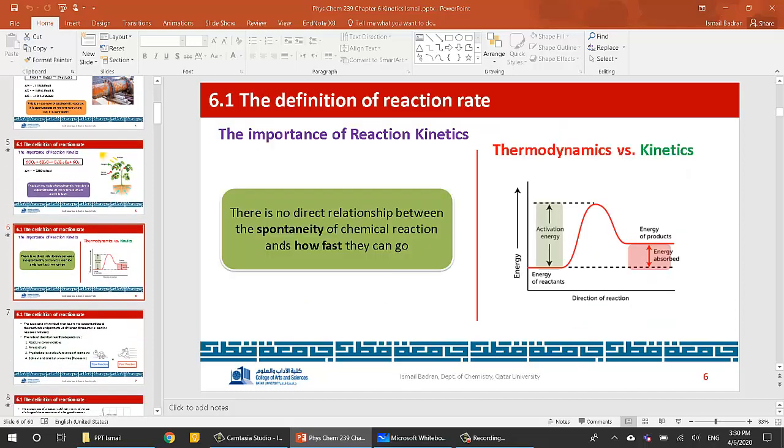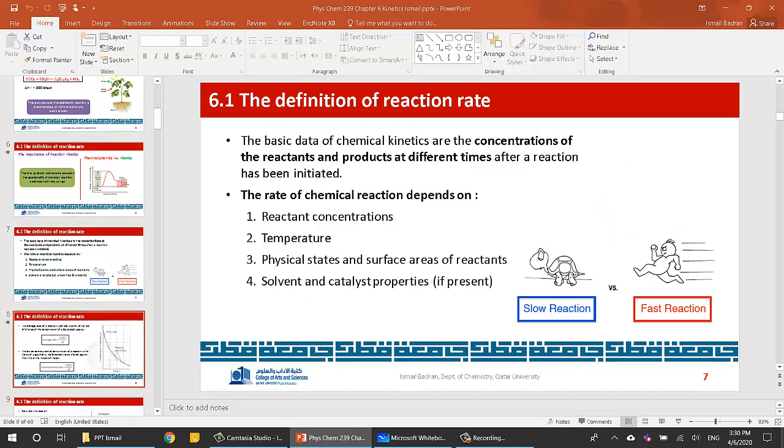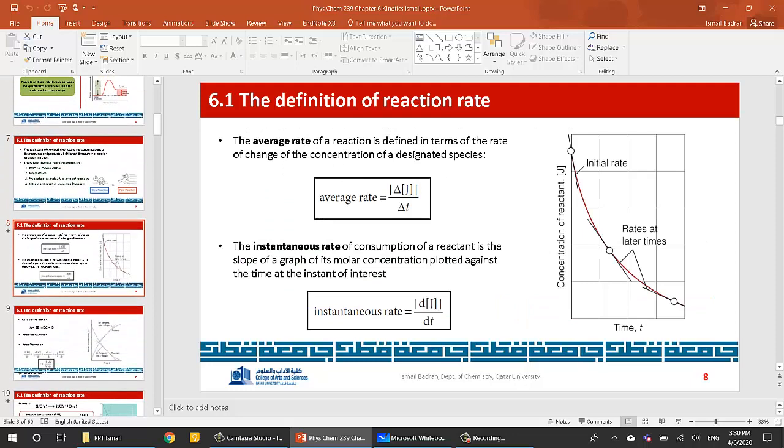From the last lecture, we introduced the idea of the rate, which is just like the speed of the car. Instead of saying the speed is equal to distance over time, in chemistry the rate is concentration over time, or basically change in concentration over a change in time.